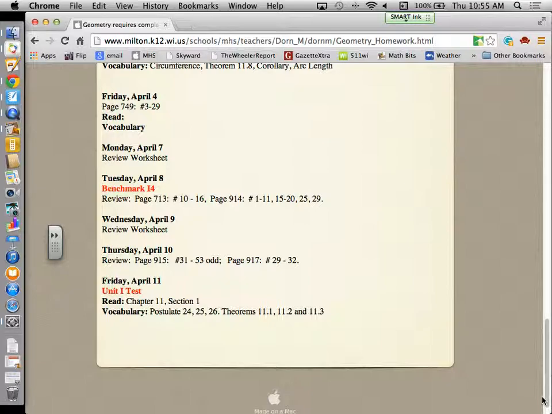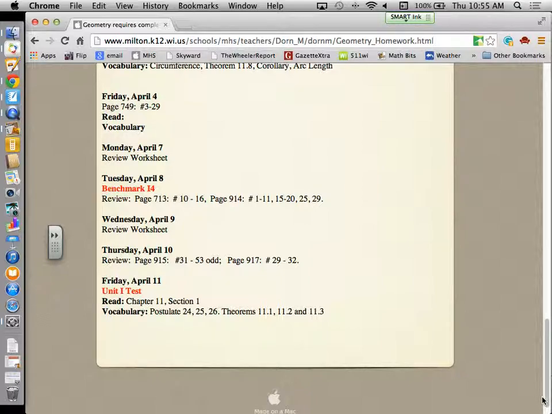So 915, 31 through 53 odd, and 917, 29 through 32 is what we need to be working on tonight. Again, that's just additional preparation for this test. And this is a test tomorrow, not a quiz, so remember that. Very important, score-wise.